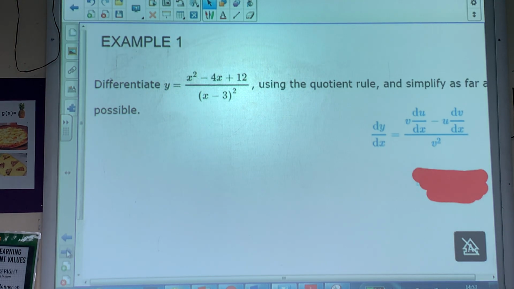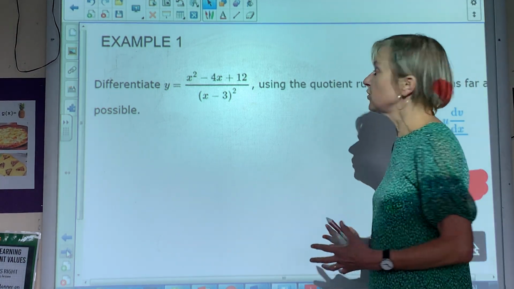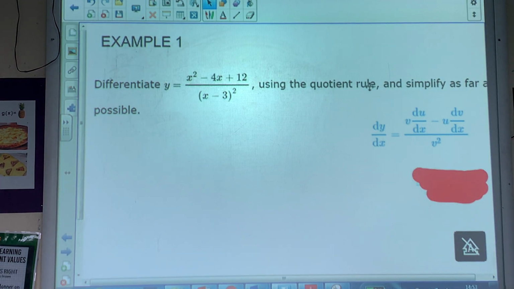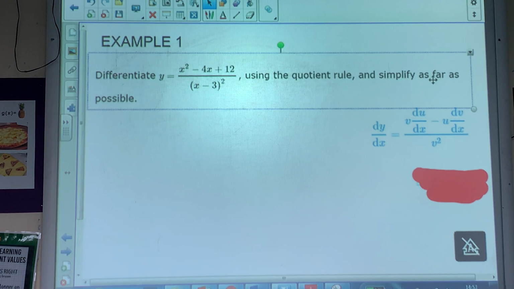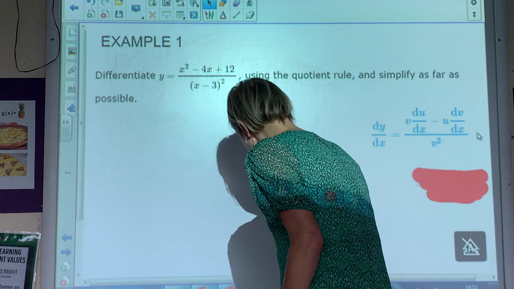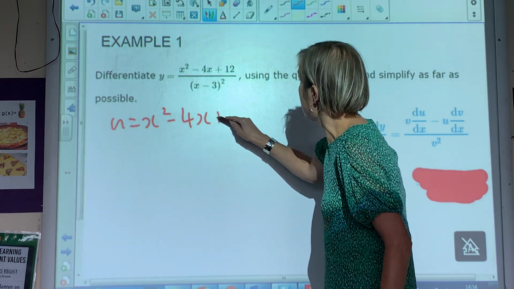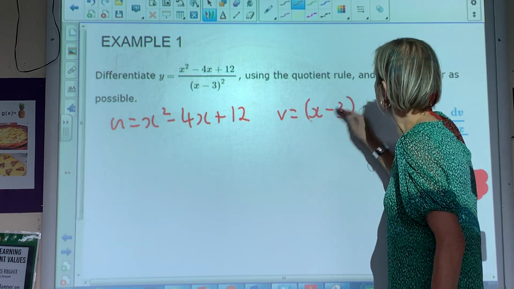So let's now do it. So let's differentiate this function. We know it's a quotient. It could be written as a product, but I don't think your answer is going to be as neat. And the question does say, although I have appeared to have chopped a bit of the question off here, the question does say differentiate as far as possible. So I'm going to, first of all, let u equal x squared minus 4x plus 12. And I'm going to let v equal x minus 3 all squared.